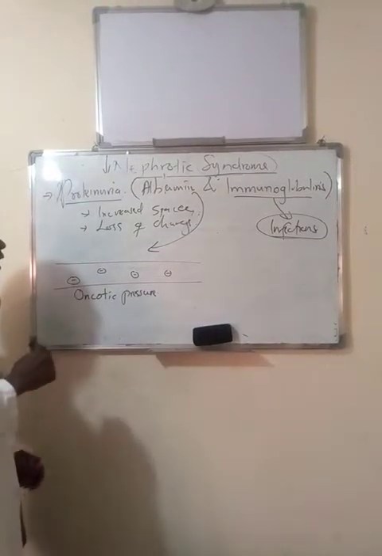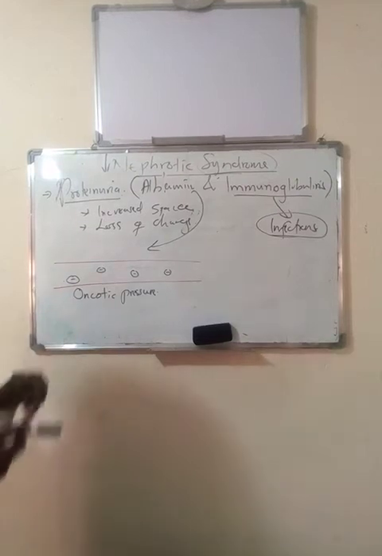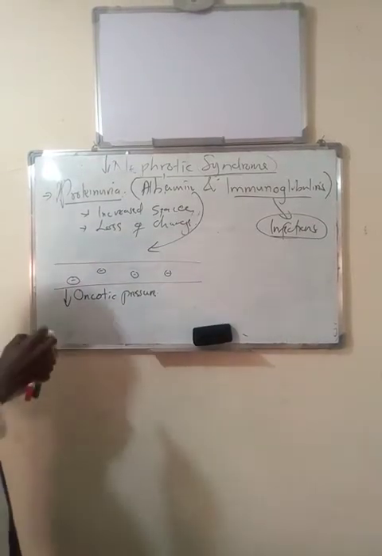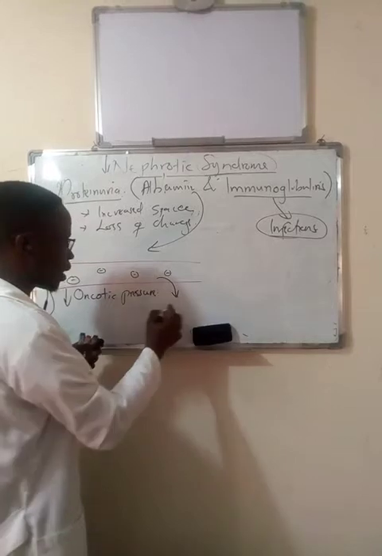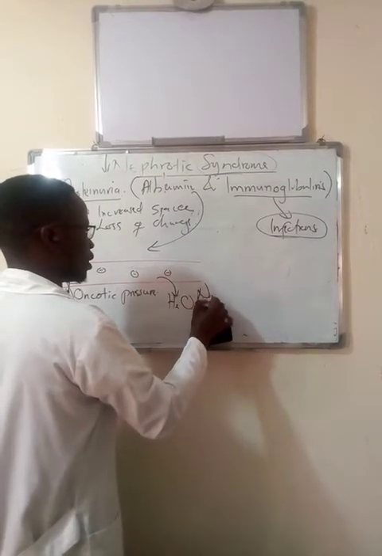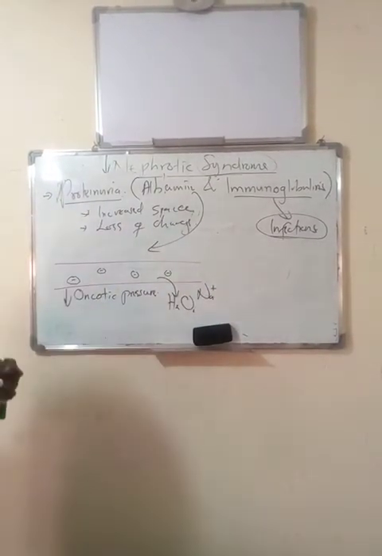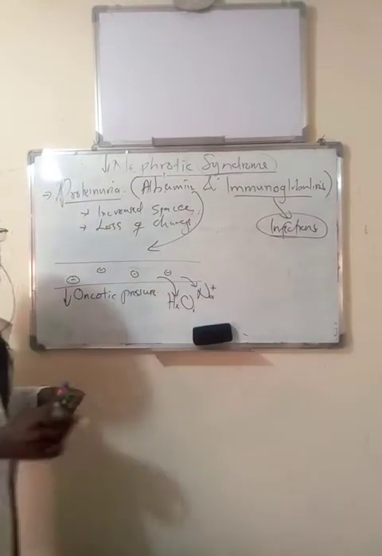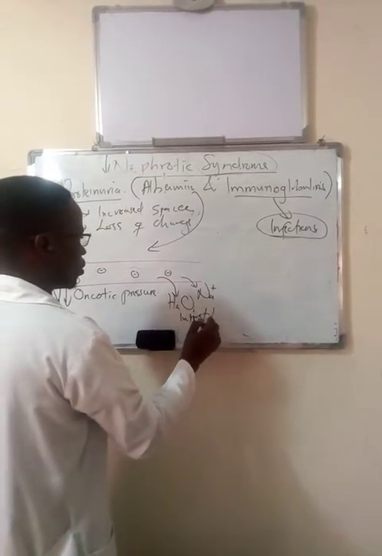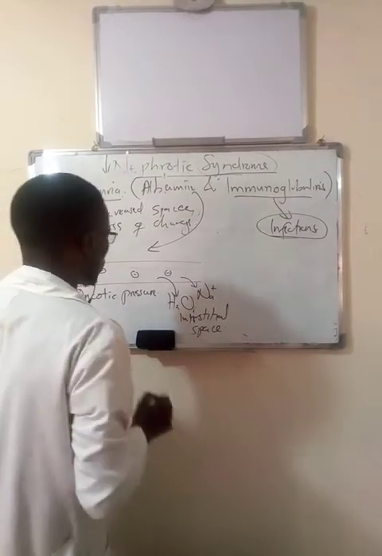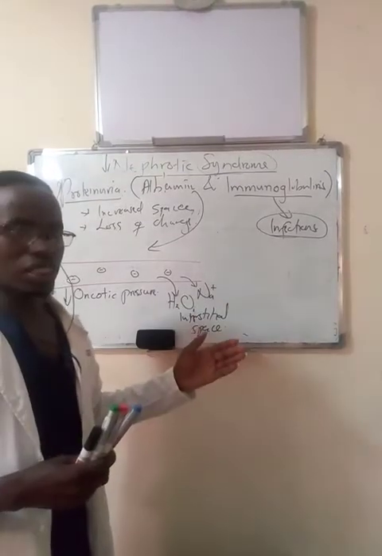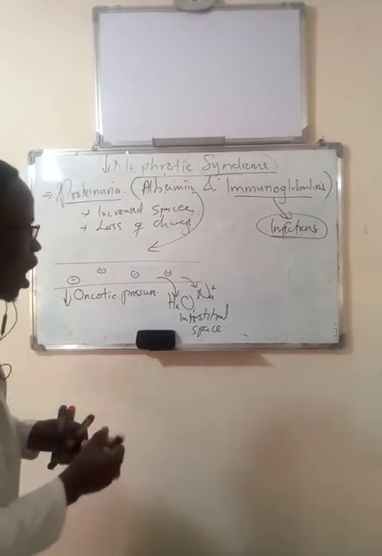Now, let's look at what happens then. Because this albumin has been lost, the oncotic pressure has been reduced. Hence, the water starts going out, water and other things such as sodium, the salts. They are going to start going out of the intravascular space into the interstitial space. When water goes out of the intravascular space into the interstitial space, this is what is going to lead to edema.